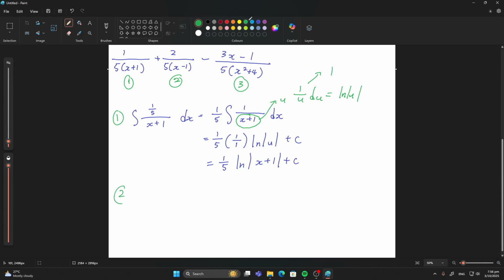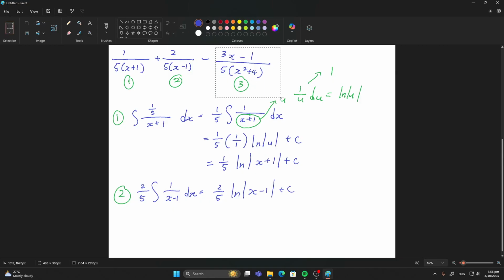Moving on to the second one, it's essentially the same thing, so I'm not going to go through it too much. I just want to focus on the last one. Okay, so for the last one, let me just copy and paste.